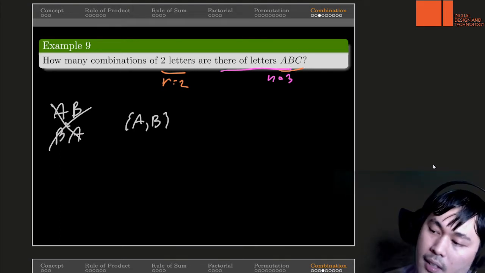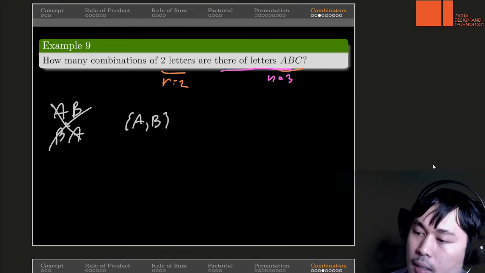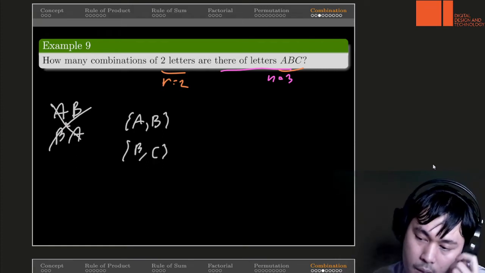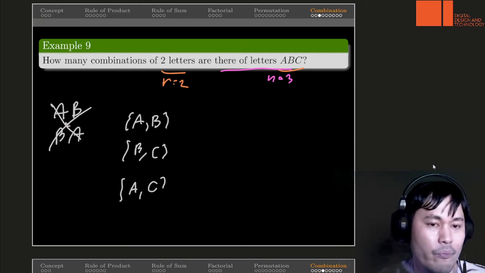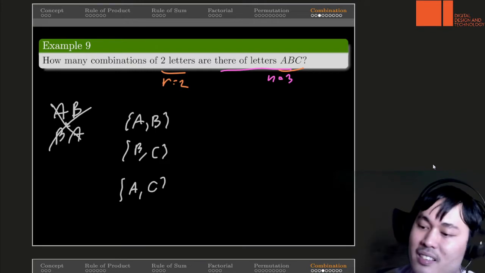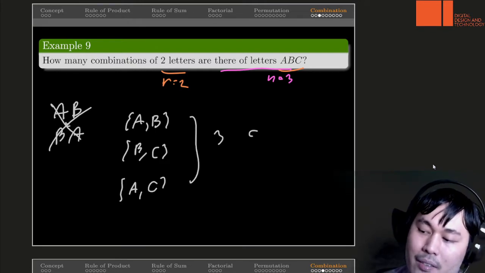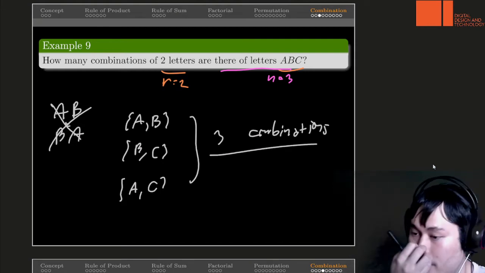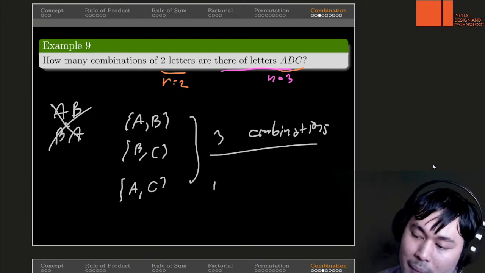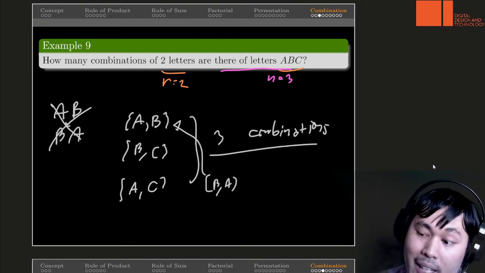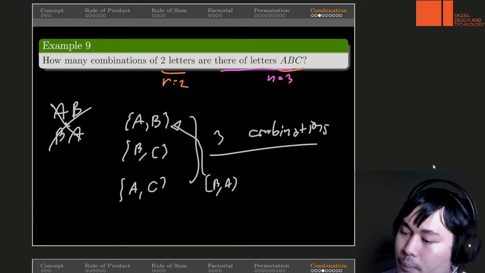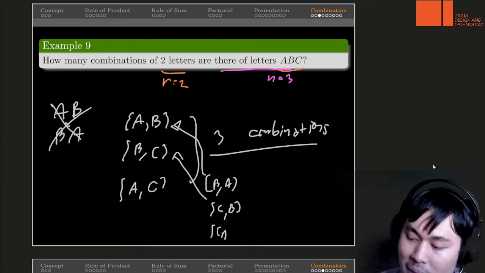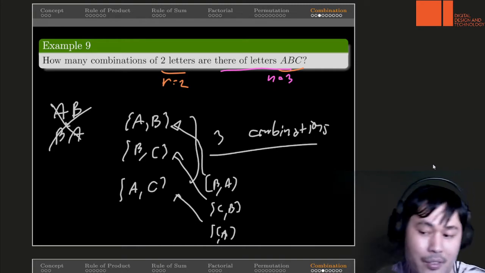If there are 3 letters and you have to choose 2, then what are the possible combinations? You can choose A and B. You can choose B and C. You can choose A and C. And that should be it. That's pretty much it. So that means there are 3 combinations. As simple as that. And yeah, you might ask, what about B and A? Oh, we already counted that. No, these two sets are the same. What about C and B? We already counted B and C. What about C and A? Yeah, we already counted A and C.